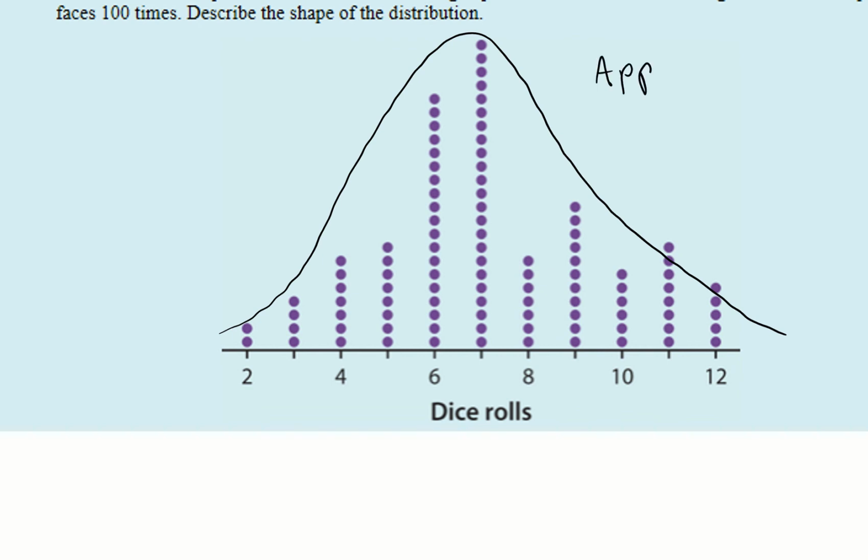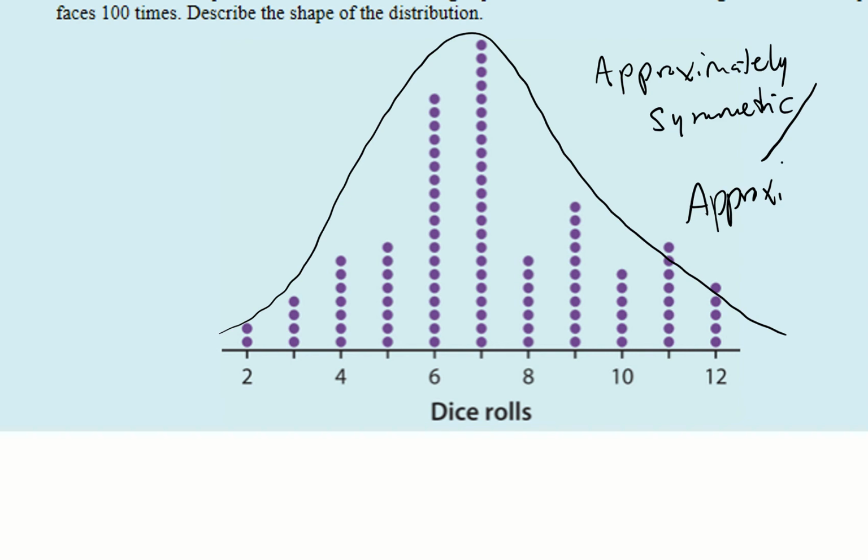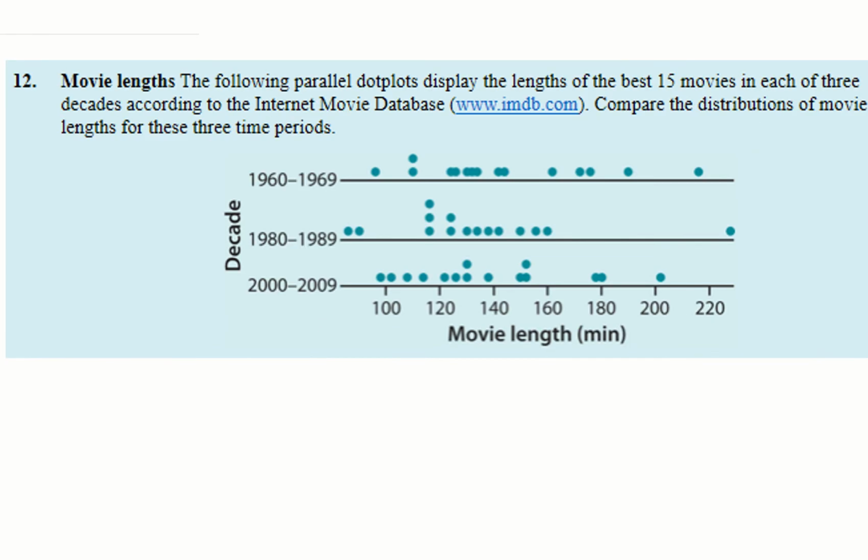So approximately symmetric, and then we can also call it approximately normal because it looks like a bell curve, right? If it looks bell shaped, then we call that a normal distribution. So approximately normal. Okay, and that's it. That's all they were looking for on that one. Number 12, the last one.